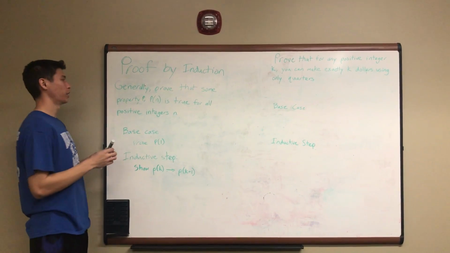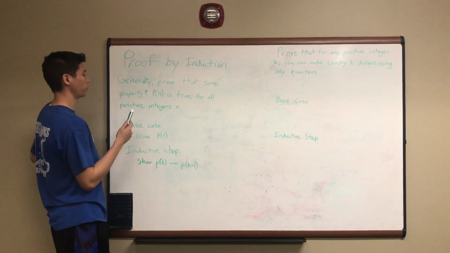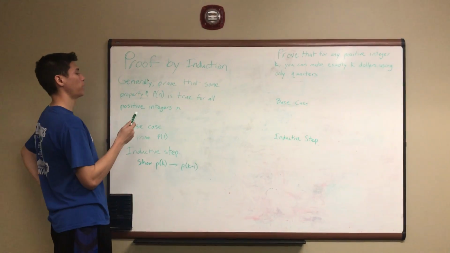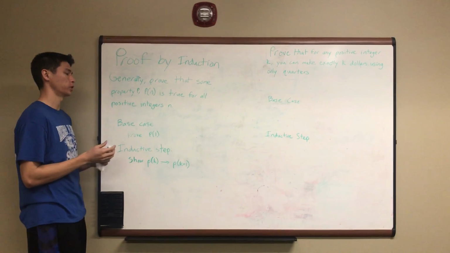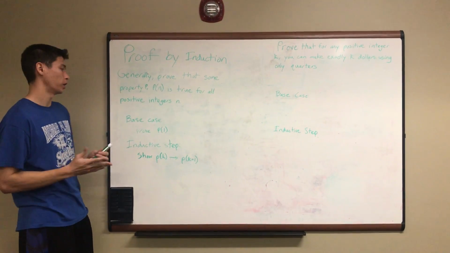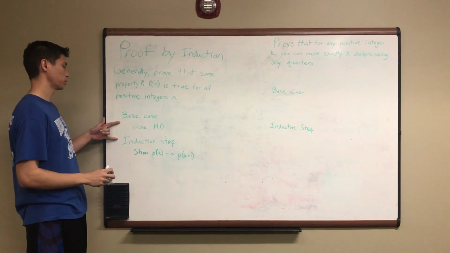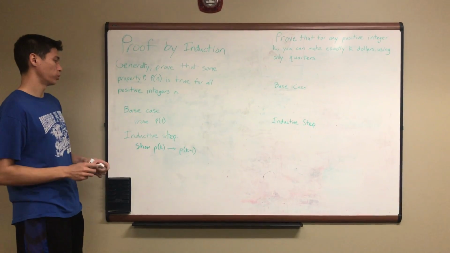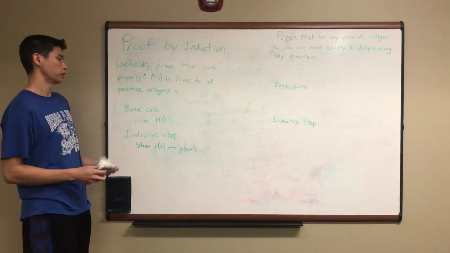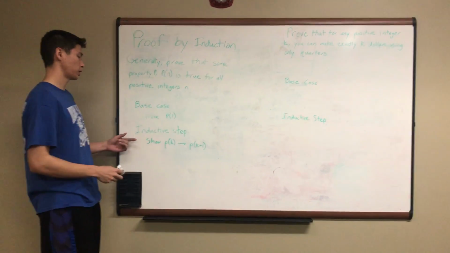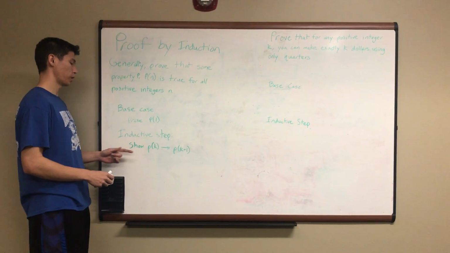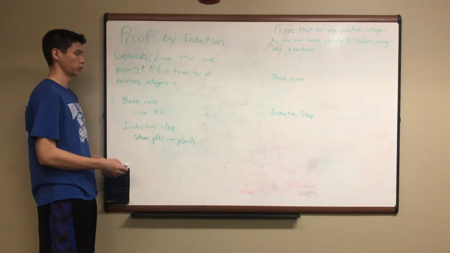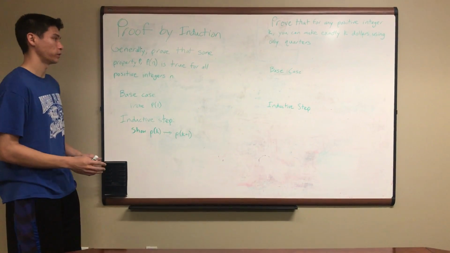The general idea behind proof by induction is that for some property P, you want to prove that P of n is true for all positive integers n. Proof by induction happens in two simple steps. The first step is the base case, where you want to prove that P of 1 is true. The second step is the inductive step, where you want to show that P of k implies P of k plus 1 for some arbitrary positive integer k.